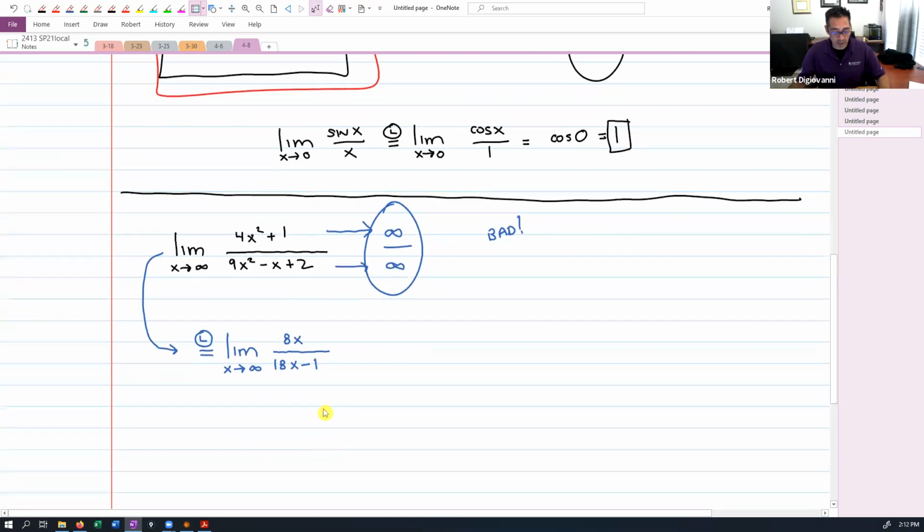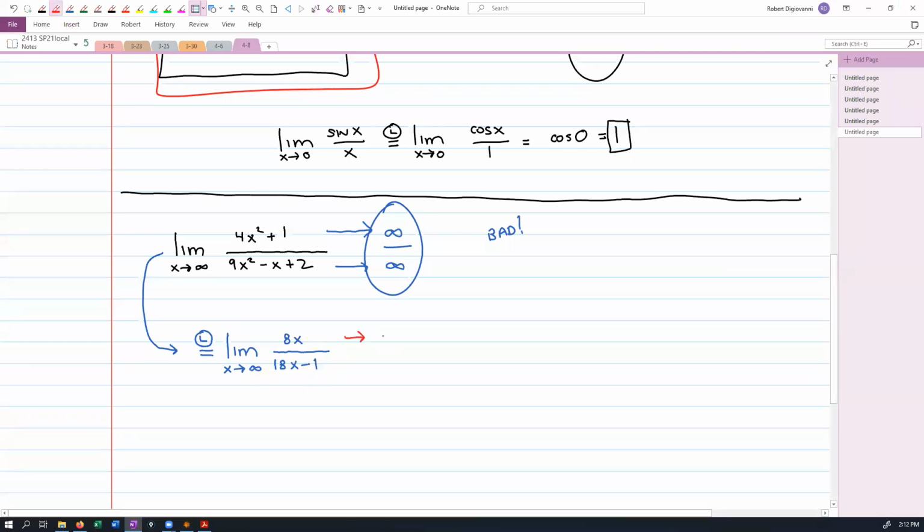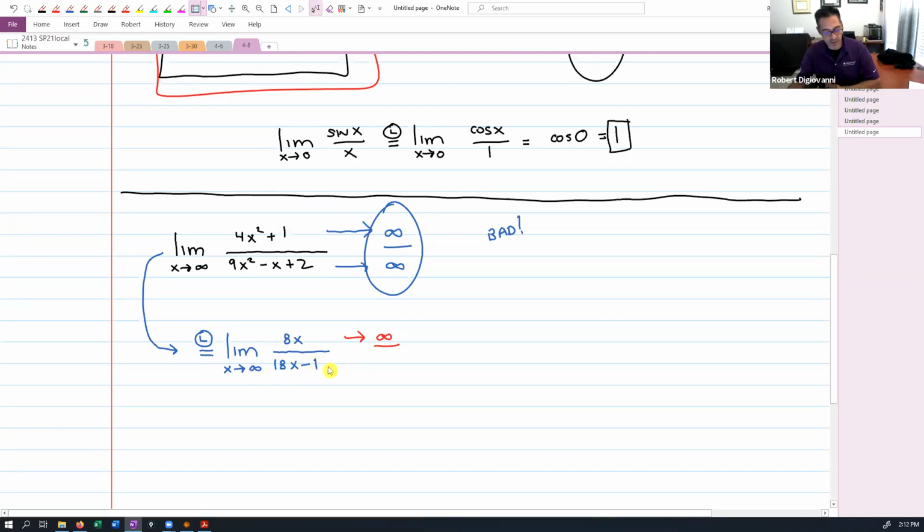Now, at this point, we have to see what happens when we take the limit. Let x go to infinity. What would happen up top? Infinity. We get infinity again. Over what happens on the bottom? Infinity again. Well, great. We have infinity over infinity. That's bad. But we have L'Hopital again, right?